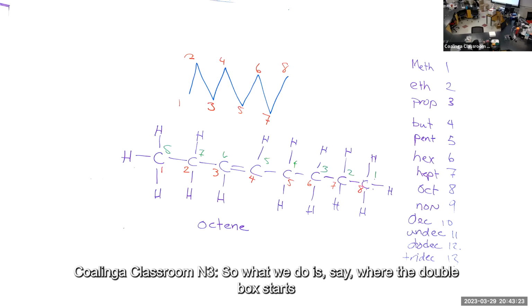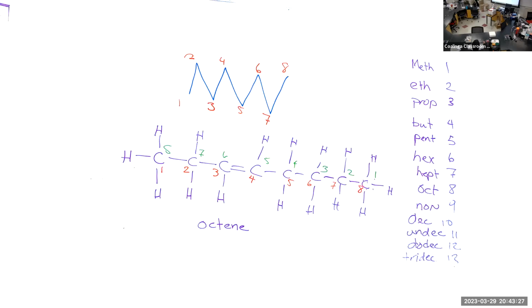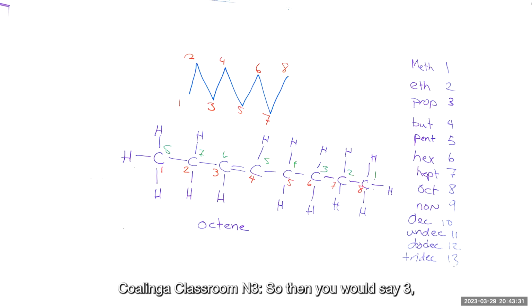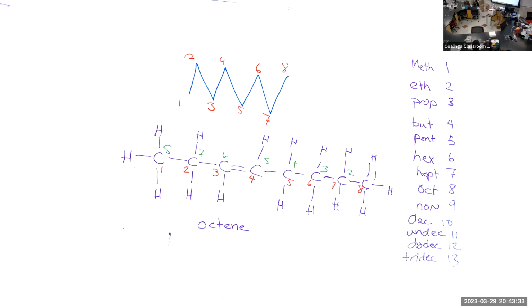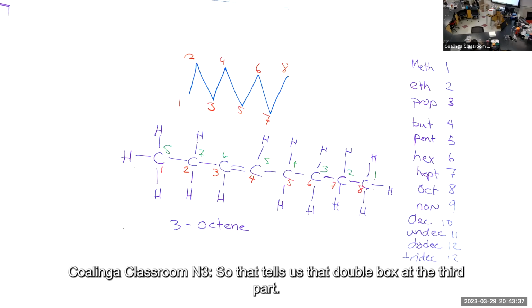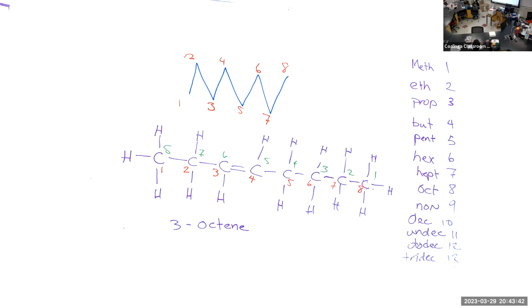Between the 3 and the 4. So what we do is say where the double bond starts at. Where does it start at? The 3. So then we would say 3-octene. Okay, so that tells us that the double bond is at the 3rd carbon.